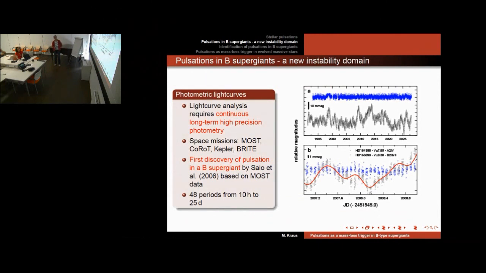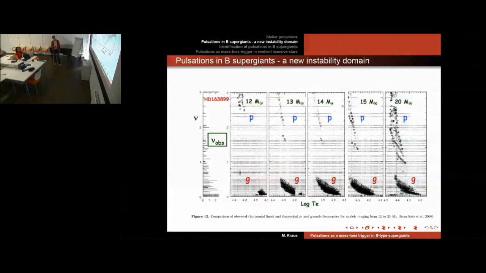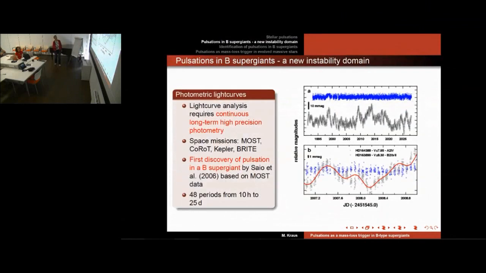And in fact, the first B supergiant that was found to be pulsating was observed with photometry, and that was done with the MOST satellite. So we have here the light curve over a certain period, continuous monitoring with photometry. And this is the target star, and here is a comparison standard star. You see quite clearly that there is a lot of variability going on in that light curve. And this is a zoom in into a very tiny region here.